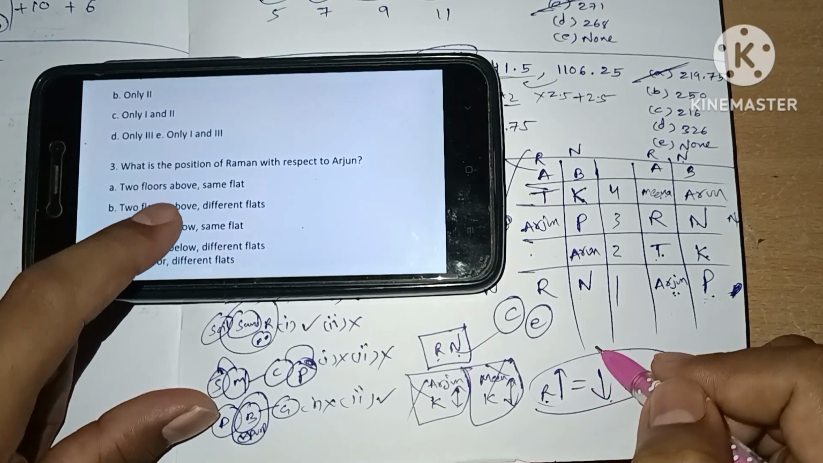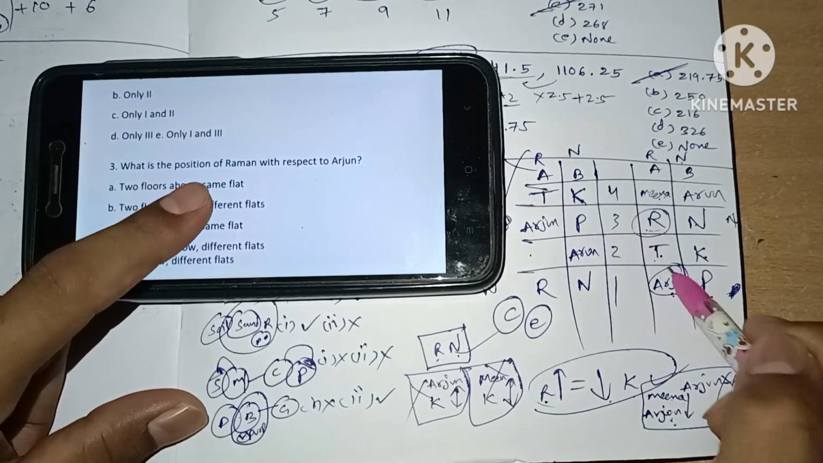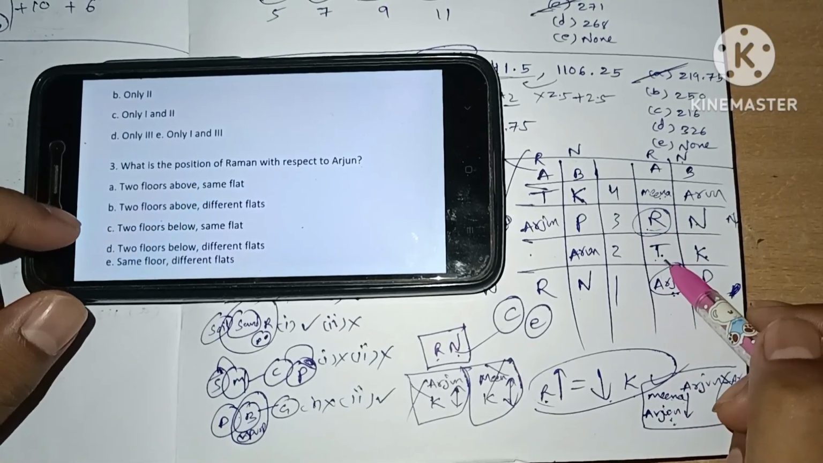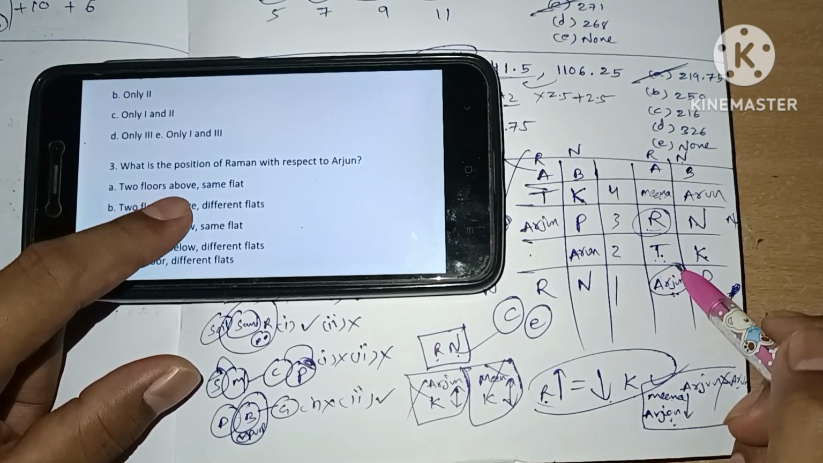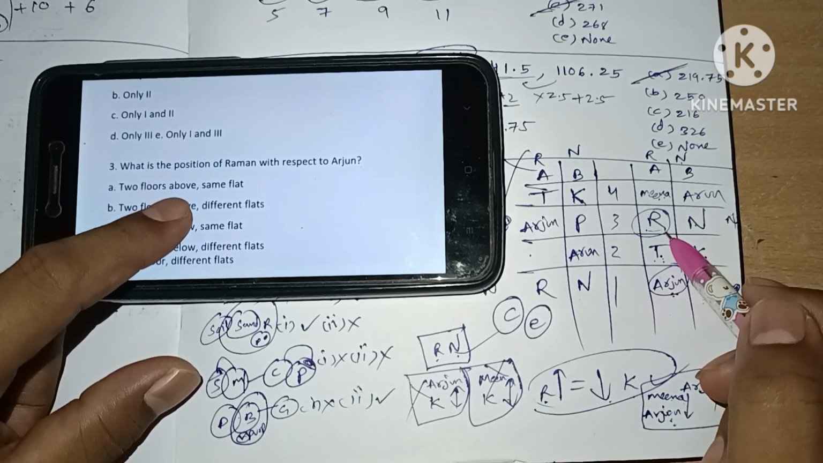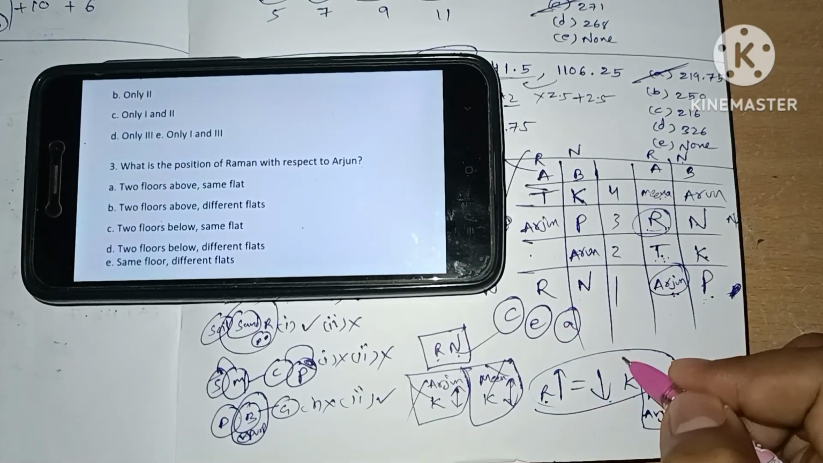Next, third question. What is the position of Raman with respect to Arjun? Position of Raman with respect to Arjun means, let's see the options. 2 floors above, same flat. Yes, 2 floors above and same flat. So the first one, option A, is our answer.